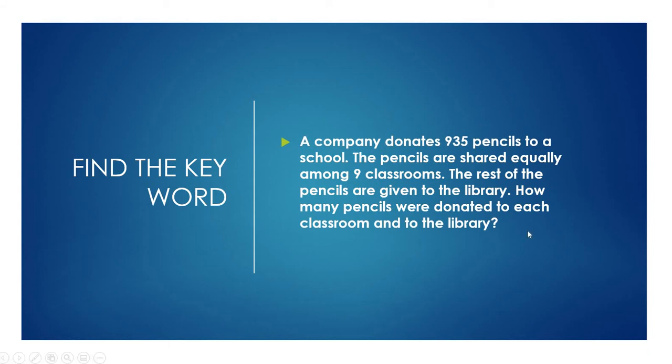Which keywords do you see in this problem? We have share and equally. So let's look at the question again and find out more information that helps us to solve the problem. So what do we know here? We know that the company donates 935 pencils. And also we know that the pencils are shared equally among 9 classrooms.